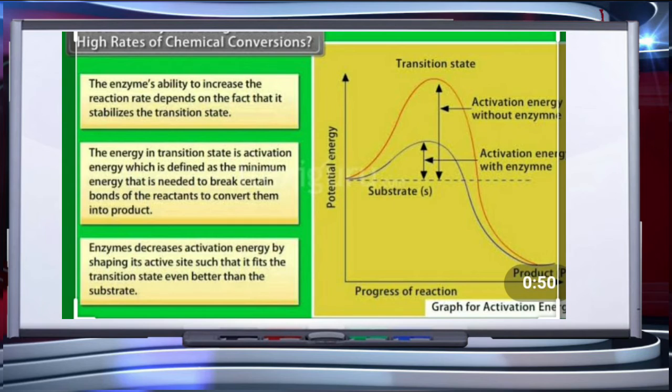The energy in the transition state is activation energy, which is defined as the minimum energy that is needed to break down certain bonds of the reactants to convert them into product. Enzymes decrease this activation energy by shaping their active site such that it fits the transition state even better than the substrate. We can understand this concept of activation energy with the help of the graph shown in the slide. Activation energy without enzyme is more as compared to activation energy with enzyme, which is very less. So this is the function of enzyme to catalyze chemical reactions.